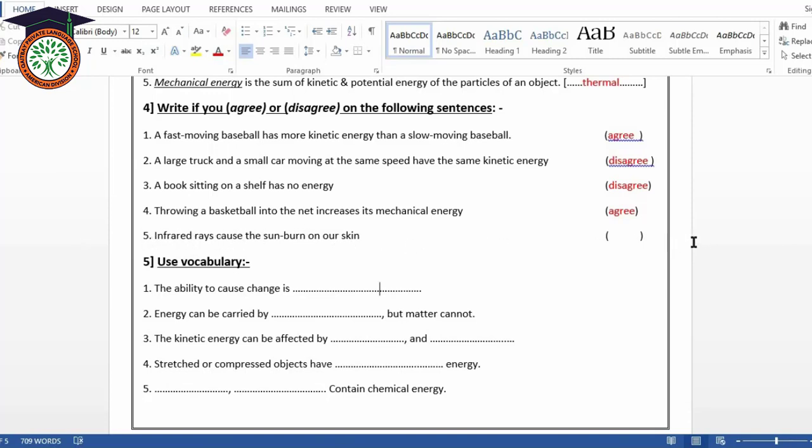Okay. Number 5. Infrared ray causes sunburn on your skin. We skipped this before, but this answer is wrong because it will be the ultraviolet one, not the infrared. So I will disagree with this.